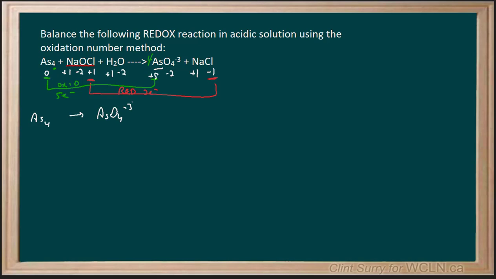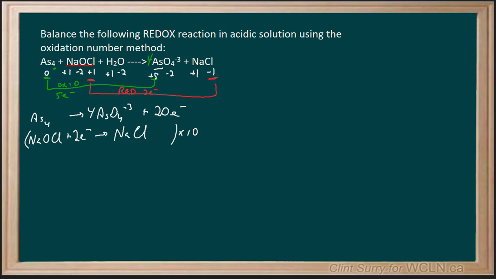AsO4 3-, and we're going to put a 4 in front. You're changing by 5 electrons, but there are 4 of them. We have to change by 20 electrons. We know that the NaOCl is going to form NaCl, and that's changing by 2 electrons. In order to balance this, we need to multiply this by 10.